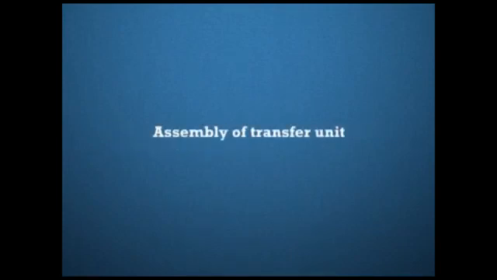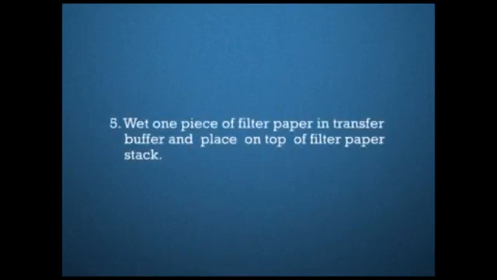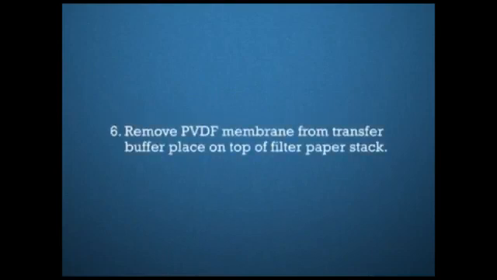Assembly of transfer unit. Wet 2 pieces of filter paper in transfer buffer and place on anode plate of apparatus. Avoid trapping air bubble. Next, wet 1 piece of filter paper in transfer buffer and place on top of the filter paper stack. In the next step, remove PVDF membrane from transfer buffer, place on top of filter paper stack.